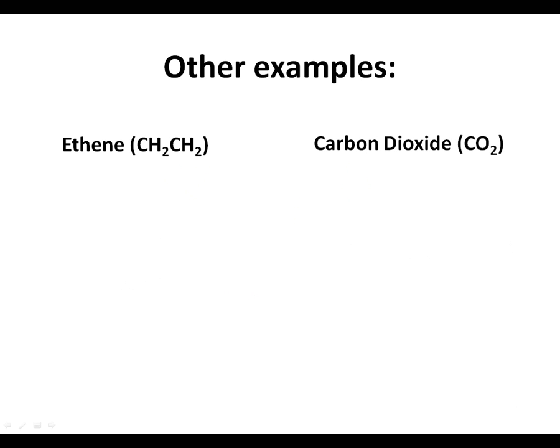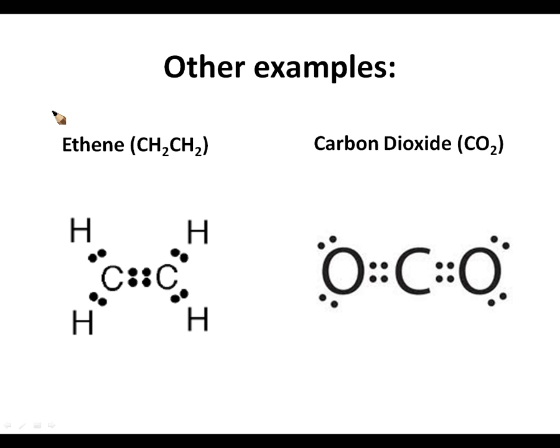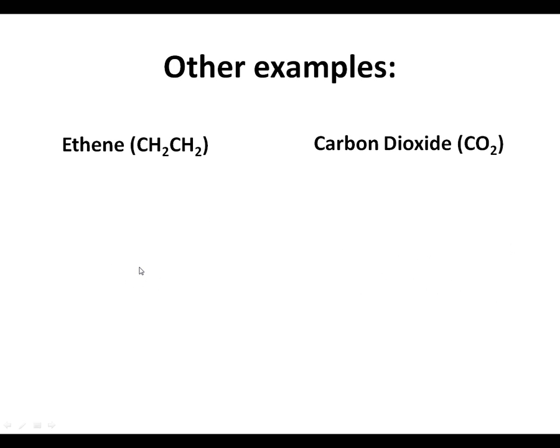So let's look at a couple of other examples. Ethylene, CH2CH2. So if we go to draw that normally, we've got a C. And remember that the carbon atom is bonded to the next carbon atom. And each of those has 2 hydrogens. So we've got a molecule that looks like this.